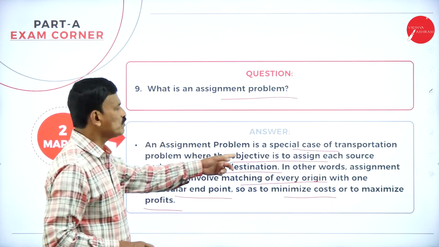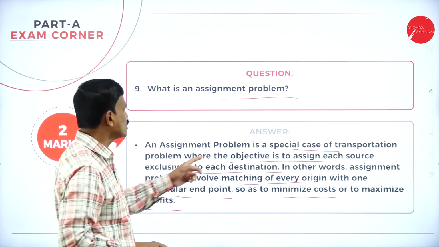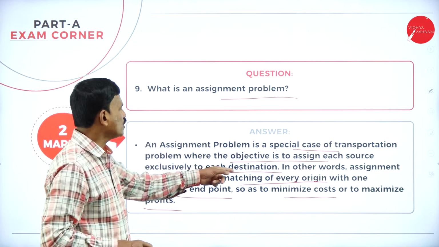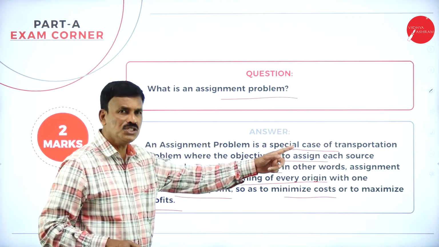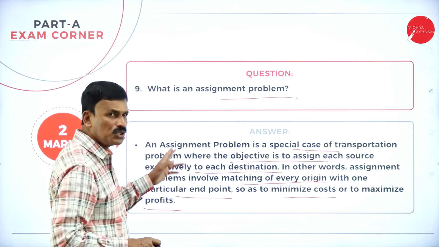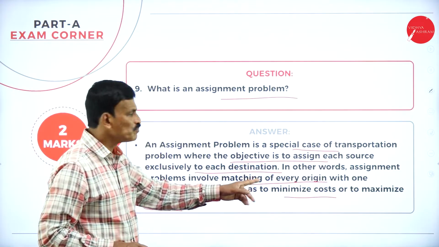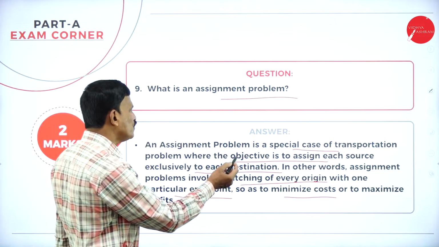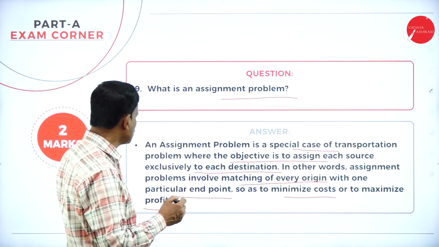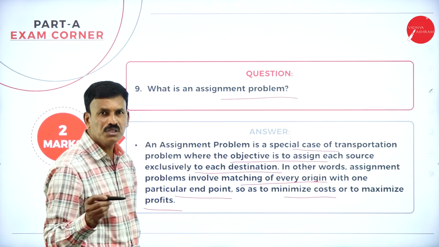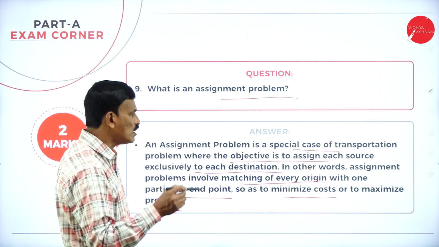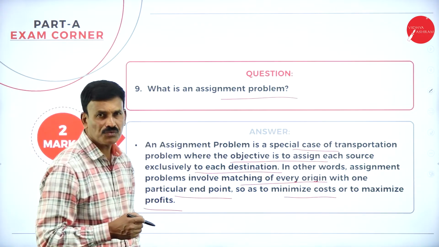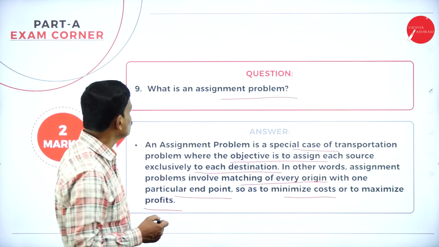So an assignment problem is a special case of transportation problem where the objective is to assign each source exclusively to each destination. In other words, the assignment problem involves matching of every origin with one particular endpoint so as to minimize cost or to maximize the profit. This is also an important definition.